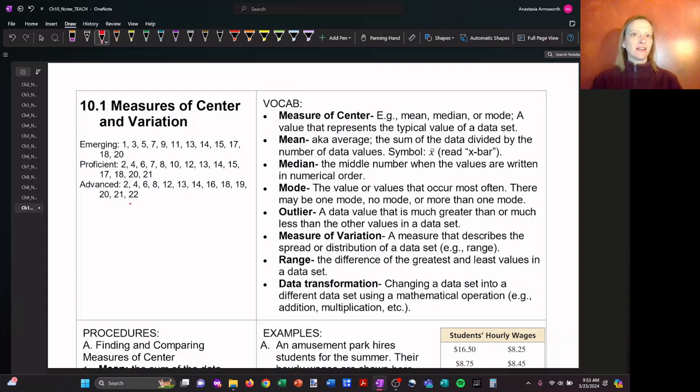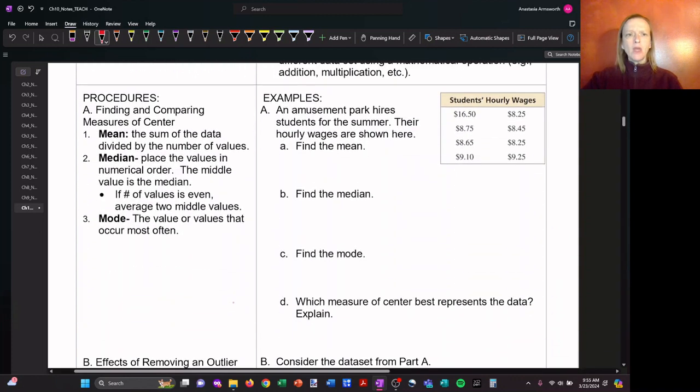Chapter 10 is different to some of the other chapters we've learned in Algebra 1. We're focused mostly on graphing data and analyzing data sets. In this first section, we're really going to focus on a lot of vocabulary, different measures of center like mean, median, and mode, and measures of variation like range, how spread out data are in a data set. So let's jump right in and look at how we calculate mean, median, and mode.